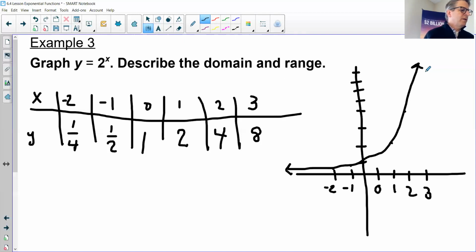So the graph, you can see the domain is all real numbers. The range is all positive real numbers. It's not going to ever cross this x-axis. It's never going to cross it, because as you go further out in the negative range, it's going to get smaller and smaller, but it's never ever going to touch it. And it's going to keep getting bigger and bigger.